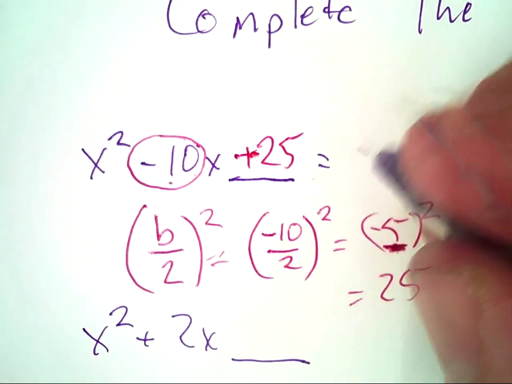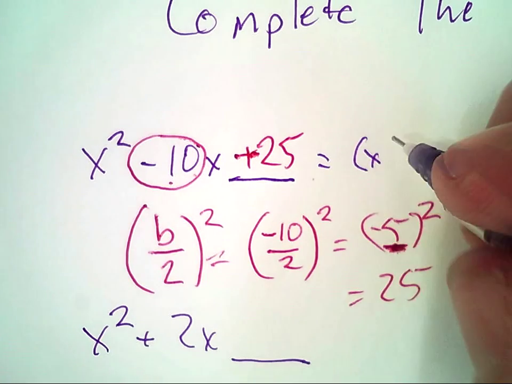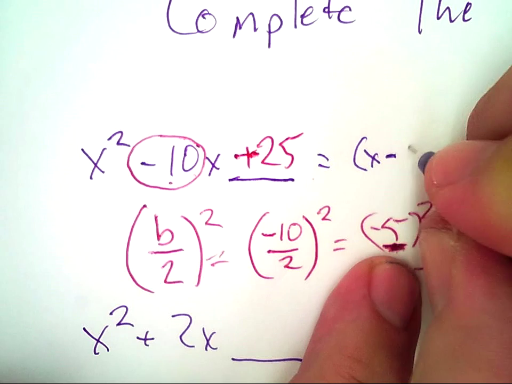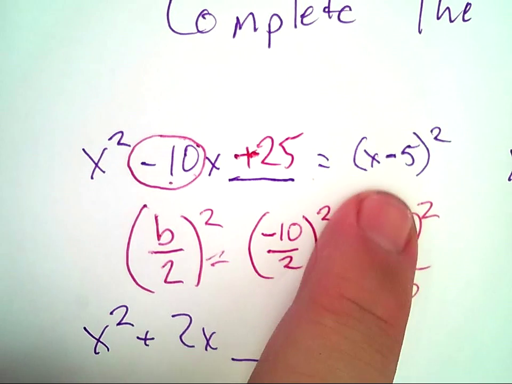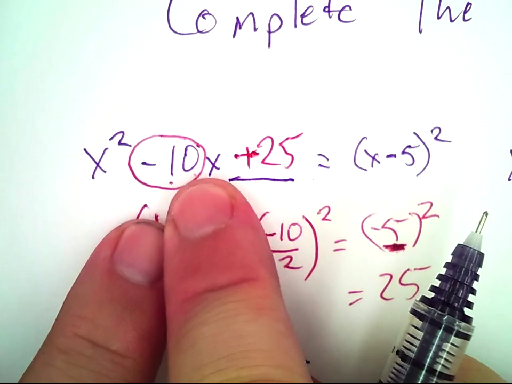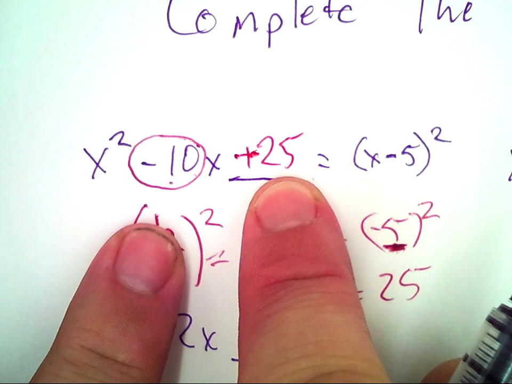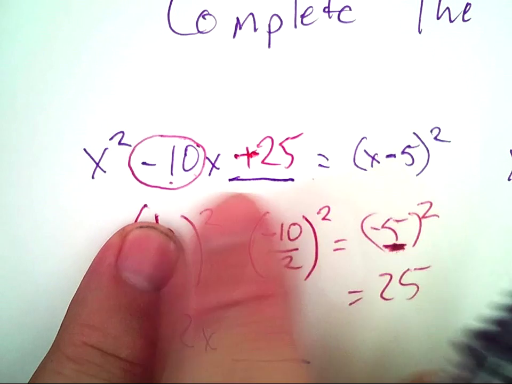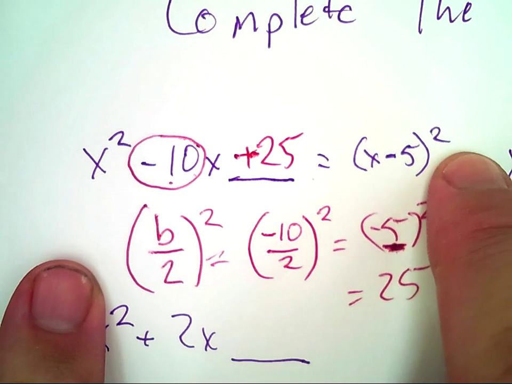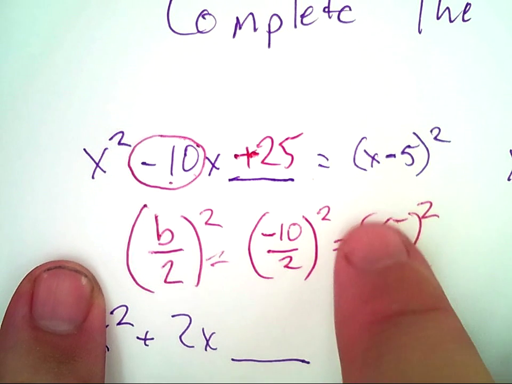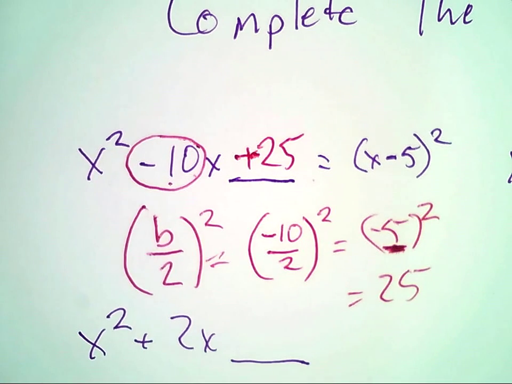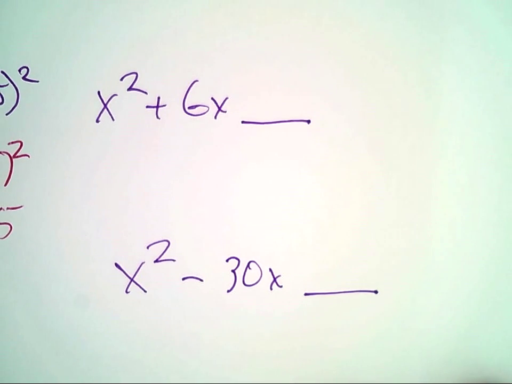So in factored form, this would be x, and then what's here? Minus 5 squared. And this is the shortcut. We know it's a perfect square trinomial because we designed it that way. And then we factored it because we know that it's a minus b squared. So in this case, we do x minus 5 and we square it.